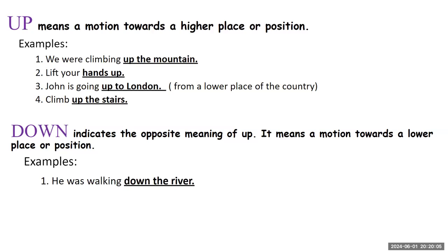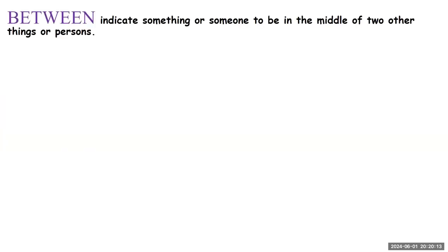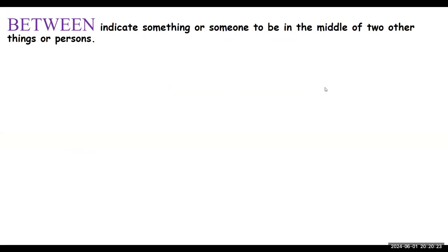It means a motion towards a lower place or position. He was walking down the river. I am climbing down the hill. Go down the stairs. Between and among. Between indicates something or someone to be in the middle of two other things or persons.